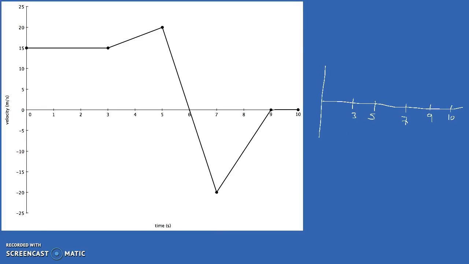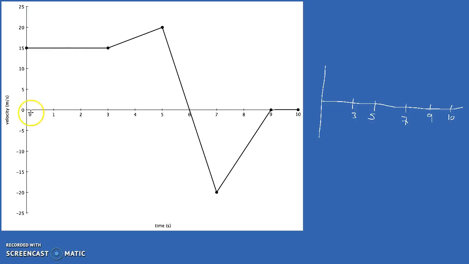As we analyze it, at what places is the acceleration 0? You should have said between 0 to 3 seconds, and then from 9 to 10 seconds. Those are the two places where the velocity is not changing. At what place is the acceleration negative? Hopefully you said from 5 to 7 seconds. That's when we have a negative slope.